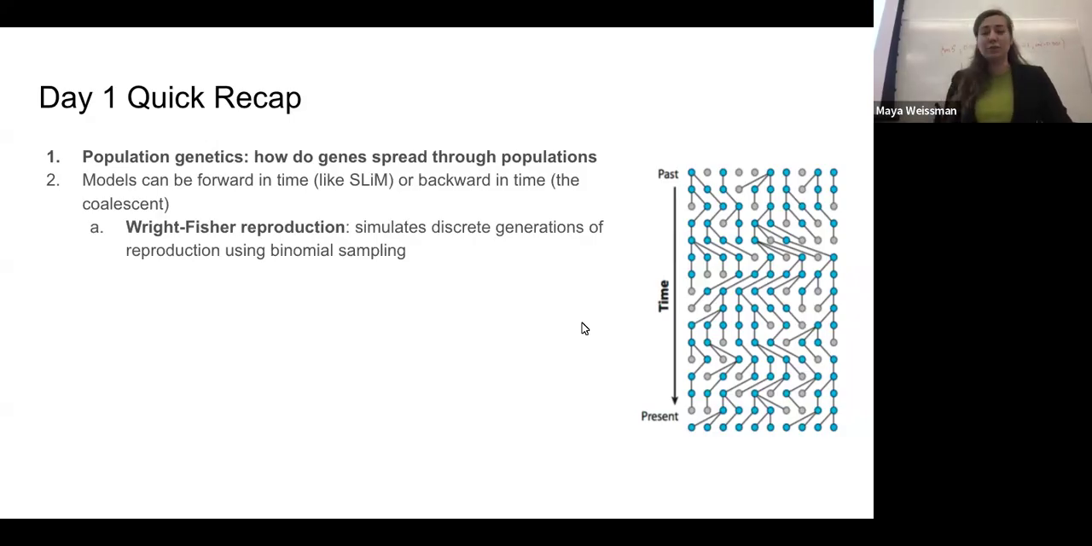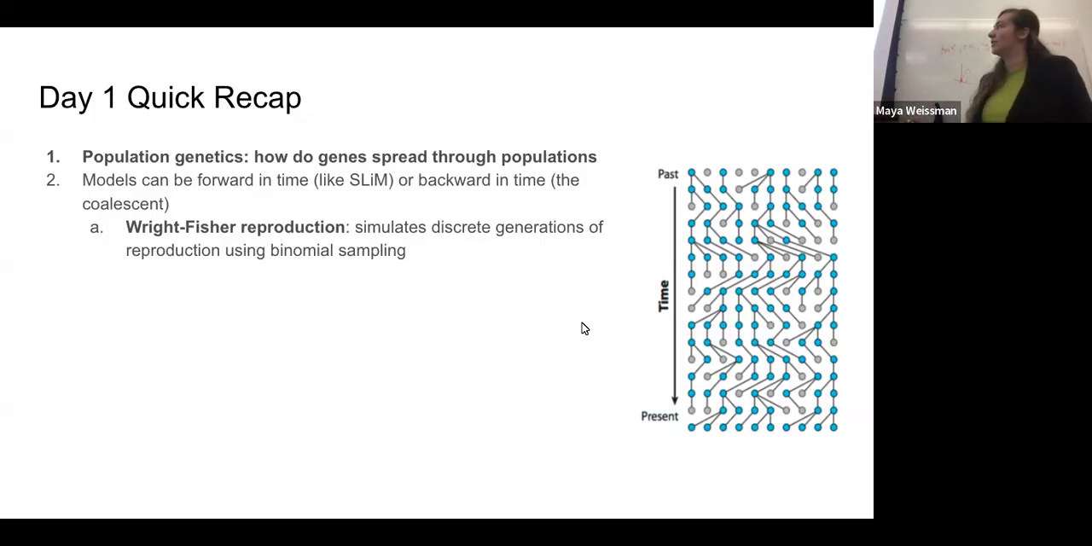A forward in time model like SLiM tends to use Wright-Fisher reproduction, which simulates discrete, non-overlapping generations of reproduction using binomial sampling, as opposed to other models of reproduction that might include overlapping generations, where it's possible, like in humankind, for your grandmother to reproduce at the same time as your mother, given how wide reproductive ages can be and depending on when they started actively reproducing. But in general, Wright-Fisher reproduction simulates these discrete generations. After you've reproduced, you're dead to us.